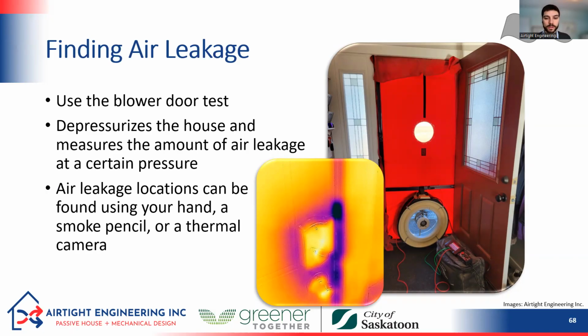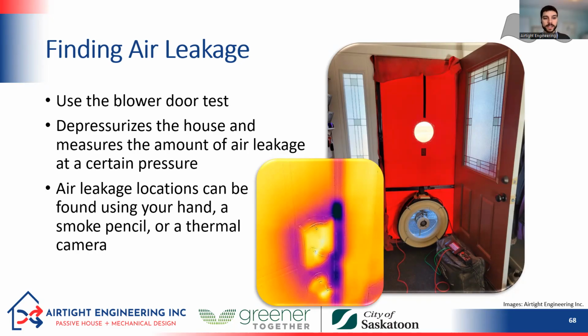So what we'll do is we'll turn on the fan and we'll rev it up until the pressure differential is at 50 pascals, and then we'll measure the flow of air going through that fan. And then we can understand, if we measure the volume of the house, how much air is actually leaking out of the house at 50 pascals per hour. So then we can get a standardized metric to understand, is this a leaky house or is this a fairly airtight house?